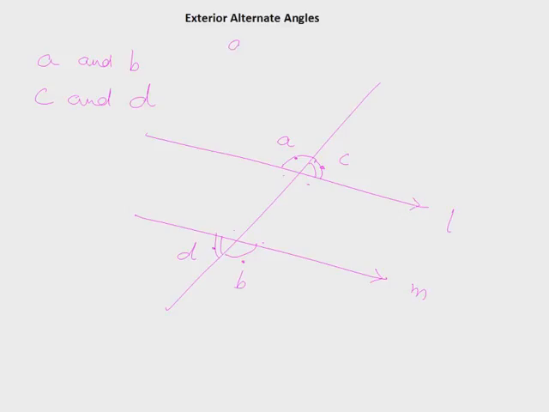Again, they are equal if the two lines are parallel. If L and M are parallel, then the exterior alternate angles are equal. And conversely, if the exterior alternate angles are equal, then L and M are parallel.